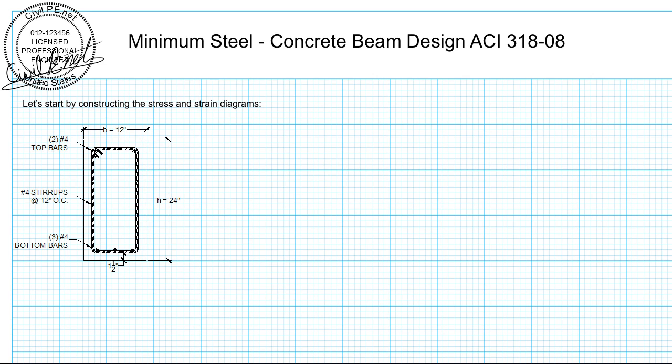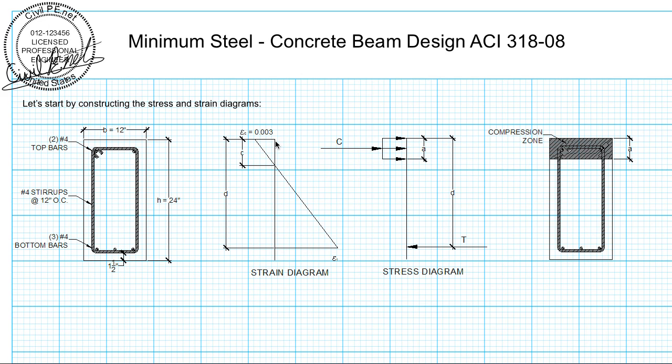So let's start by constructing our stress and strain diagrams once again. For our strain diagram, we're going to assume that at failure, the strain in the concrete is 0.003. And because plane sections remain plane, we can assume that the relationship between the extreme tensile steel and the extreme compression fiber is linear. C is our depth from the extreme compression fiber to the neutral axis, and d is the depth from our extreme compression fiber to the centroid of the steel. From there, we can construct our stress diagram.